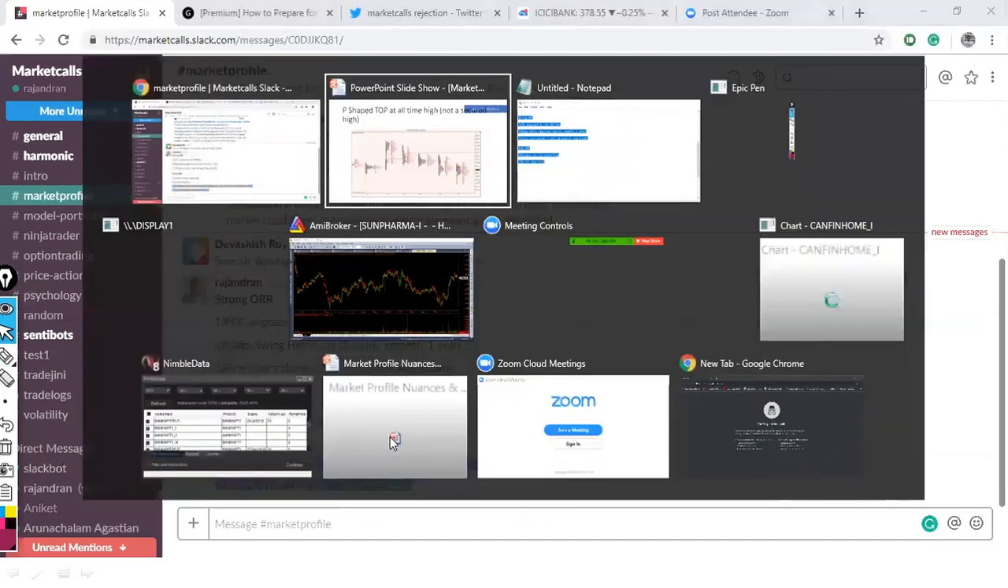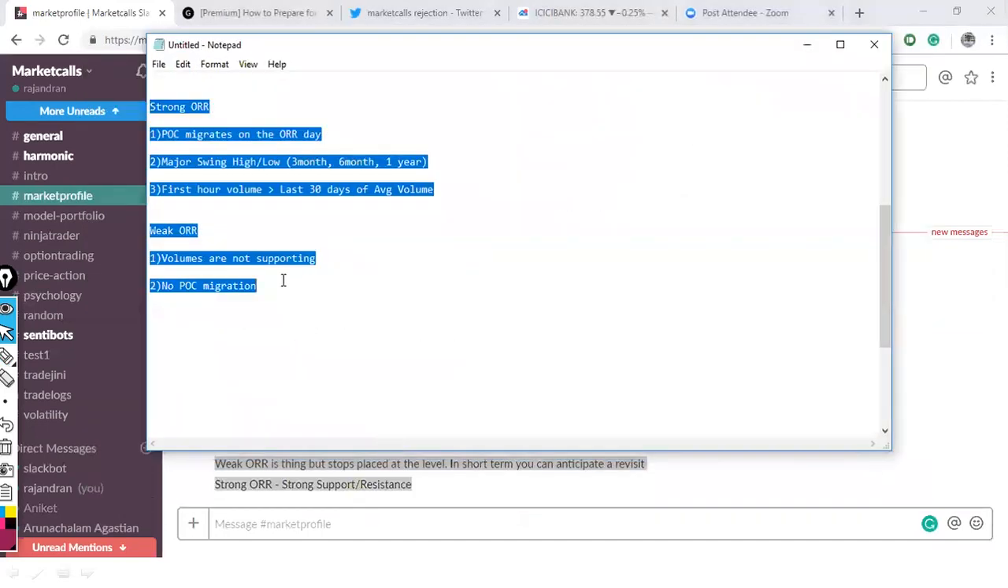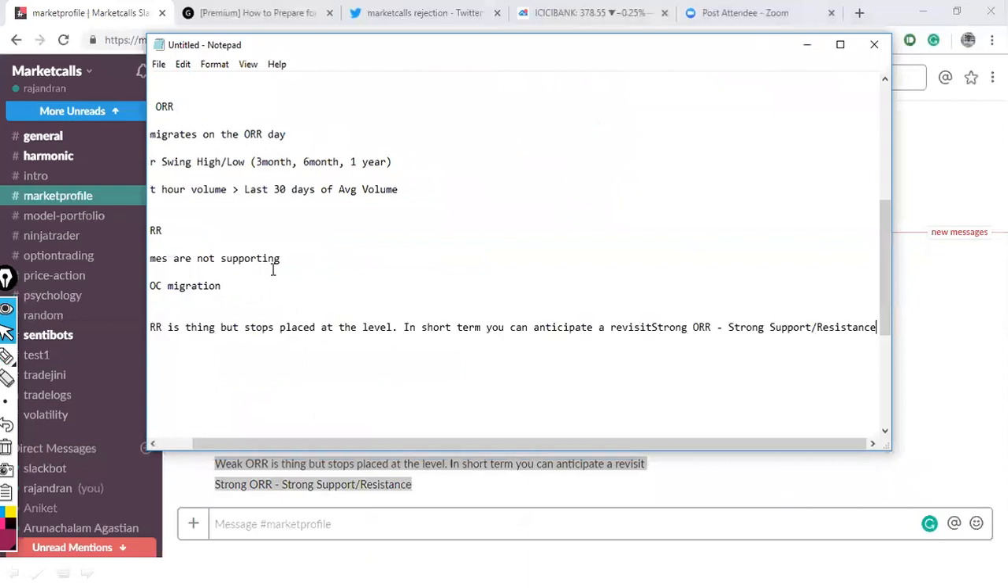So I'm gonna save this text file for later use.